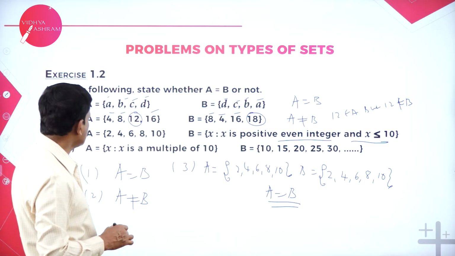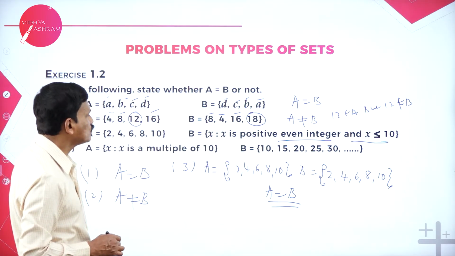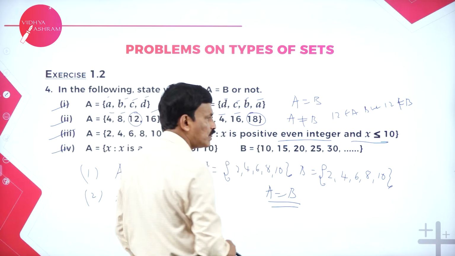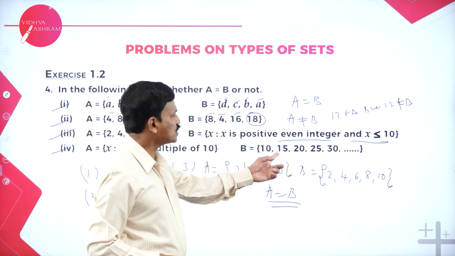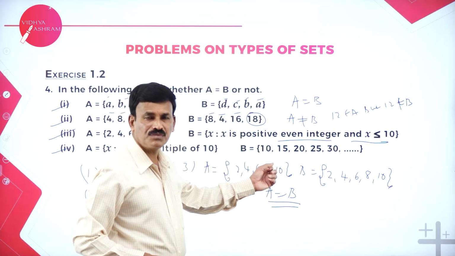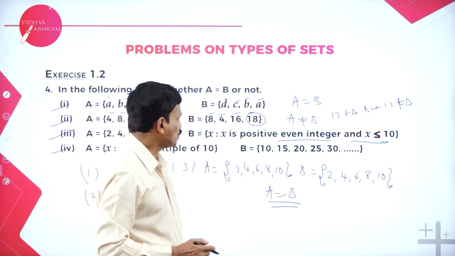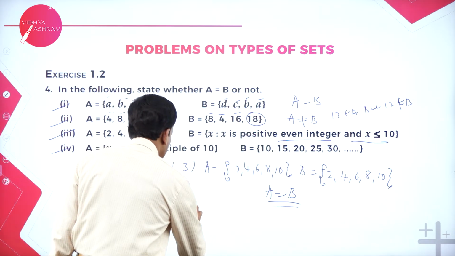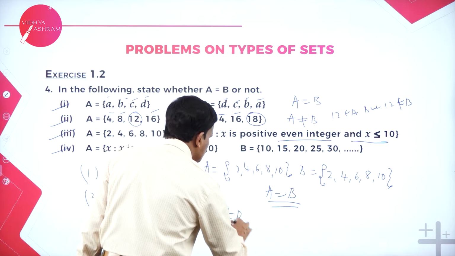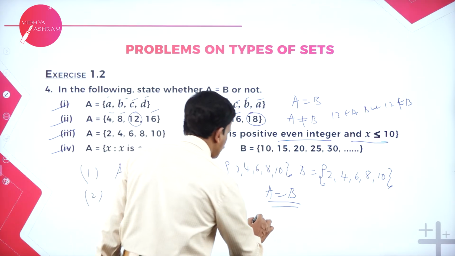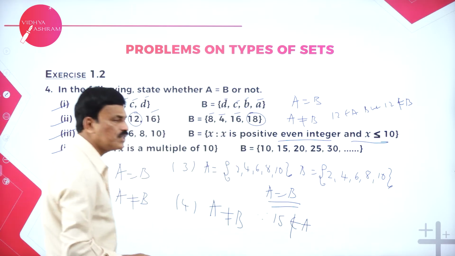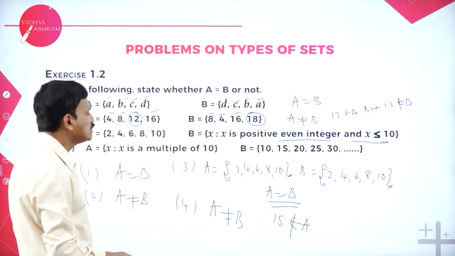A is the set of x such that x is a multiple of 10, and B is the set that contains multiples of 10. Here, 15 is not a multiple of 10, because 15 is a multiple of 5: five 3s are 15. So A is not equal to B, because 15 does not belong to A. 15 is not a multiple of 10.